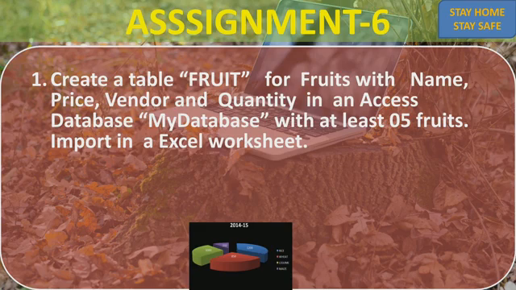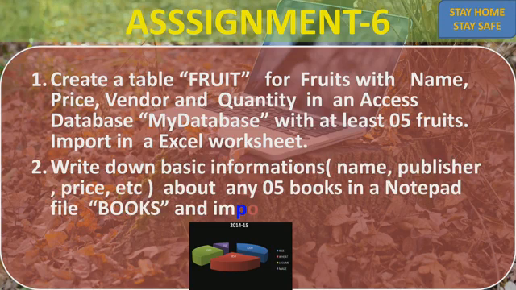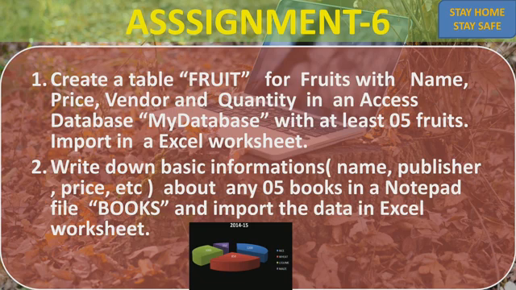Now there is another assignment for you. It is a very simple one, but similar. Write down the basic information, that means the name, publisher, price, etc. about 5 books. That means you have to design a particular Notepad file, Book, which has the information about 5 books, and you have to import the data in the Excel worksheet. In assignment number 1, I am importing data from Access to Excel, and in the second case I have chosen a textual format as a source, and we are importing the values into Microsoft Excel.